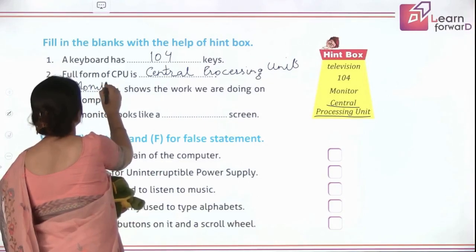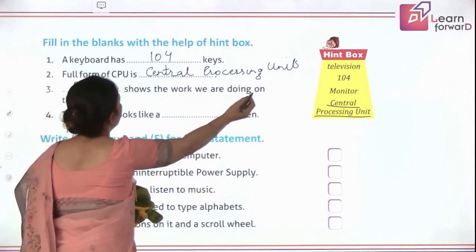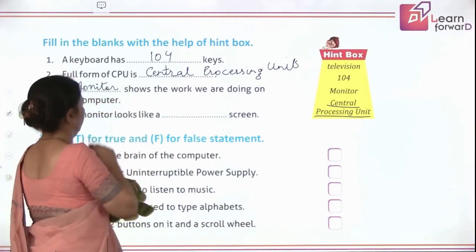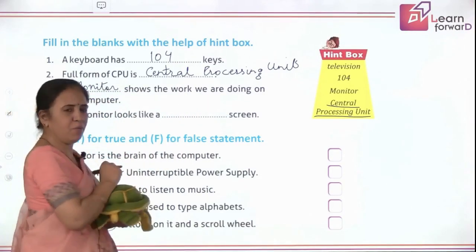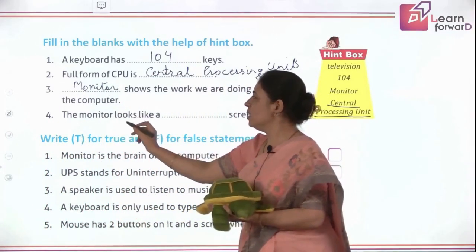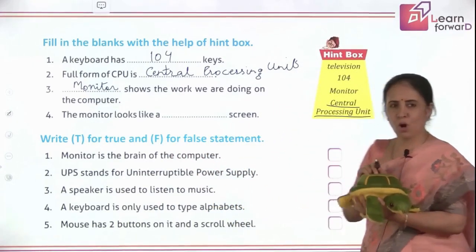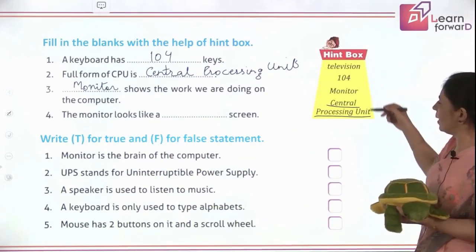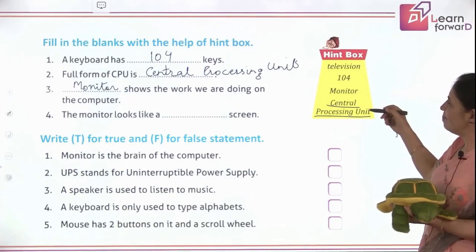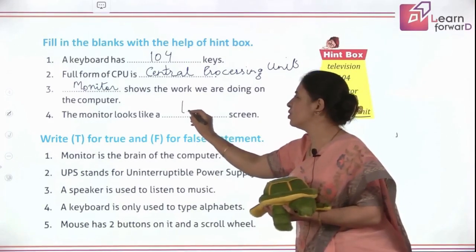Okay, let us read the sentence. Monitor shows the work we are doing on the computer. Okay, we have the next sentence. Look here. The monitor looks like a dash screen. Just look at the options. Monitor looks like? Very nice. It is television.